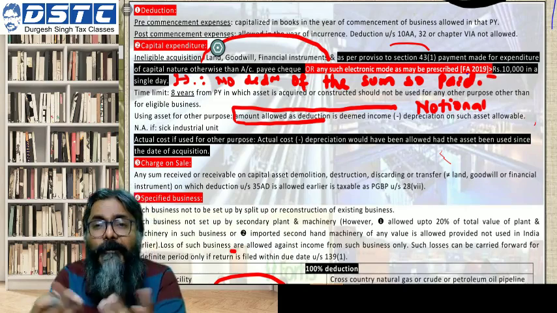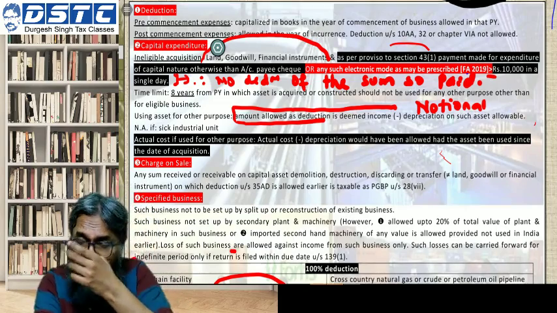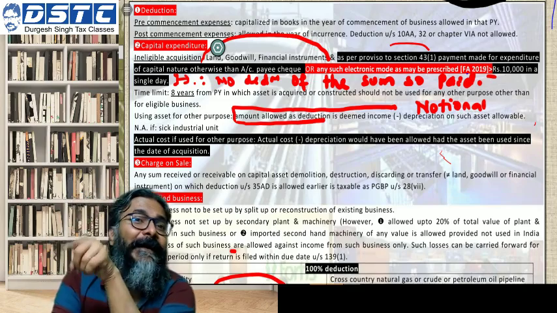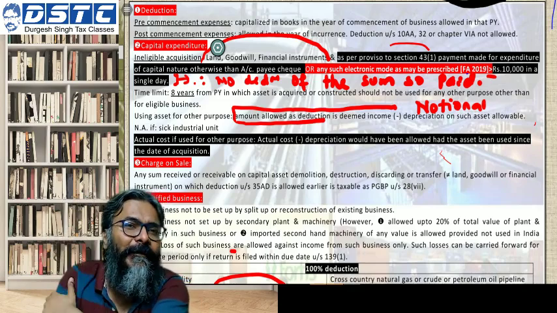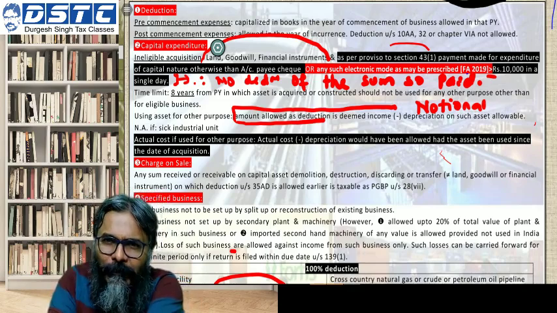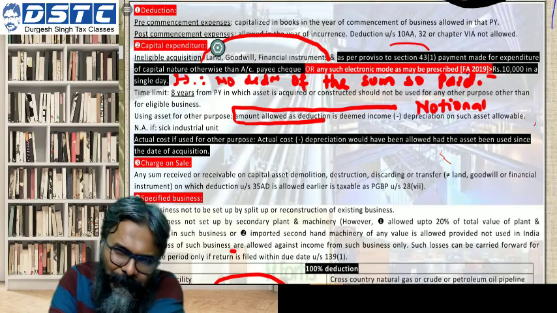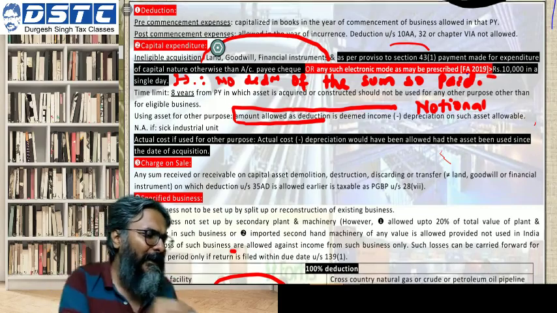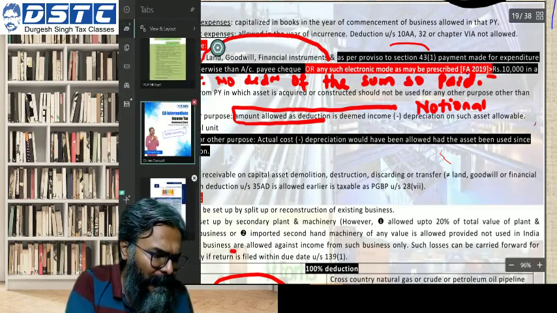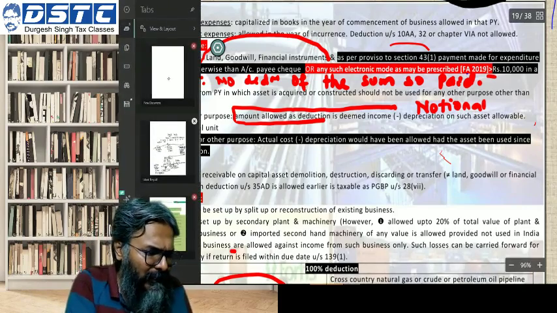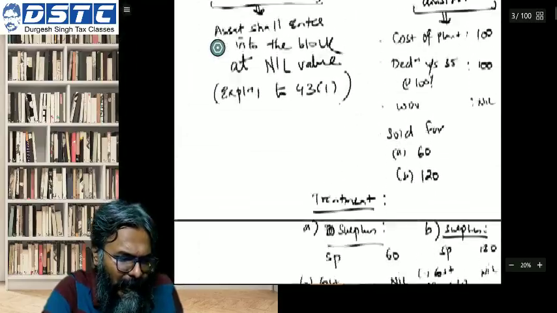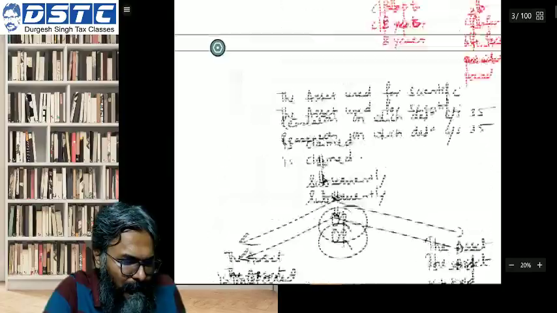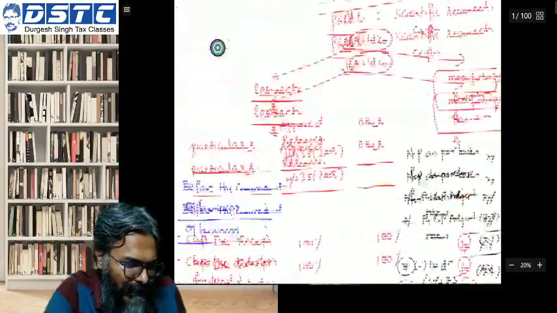Question therefore is, at what value? So whatever you made as a deemed income, that would be the cost. That will be the cost at which the asset will enter into the block. It is just like the concept I have taught you just now, some time back. I have given you this concept, which we have just discussed.